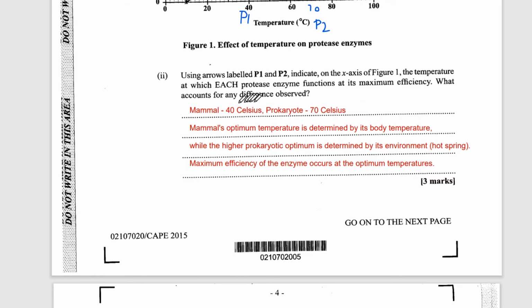And they ask what accounts for any difference. The mammal's optimum temperature is determined by its body temperature, while the higher prokaryotic optimum temperature is determined by its environment. Because the mammal is homeothermic, it regulates its body temperature. The prokaryote doesn't, and so its enzyme will be more determined by the temperatures it's exposed to, in this case the hot spring. So the maximum efficiency of the enzyme occurs at the optimum temperature, but the temperatures are different in this case, because these are two different types of organisms.